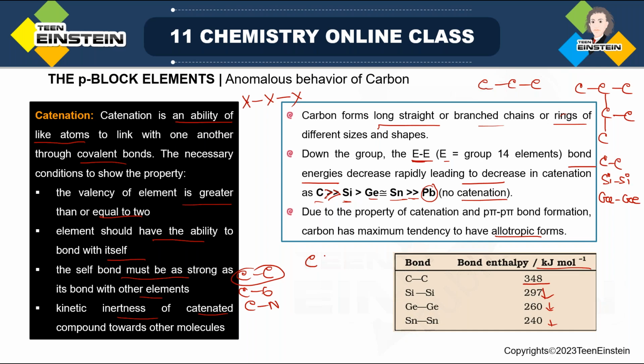So why does it show maximum allotropy? It is because of the catenation property and also the pi bond formation tendency, because both of these are maximum in the case of carbon, which leads to maximum allotropic forms in carbon. Okay.